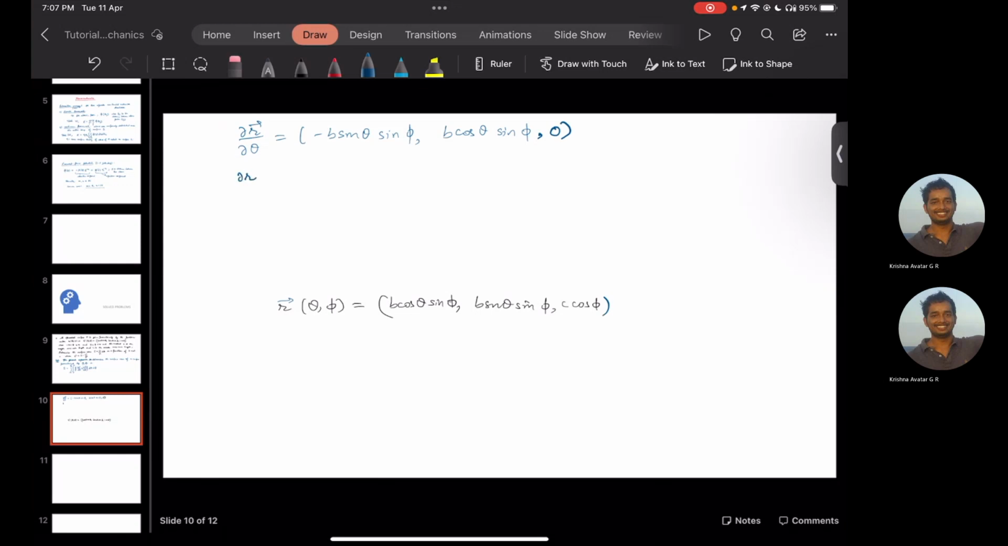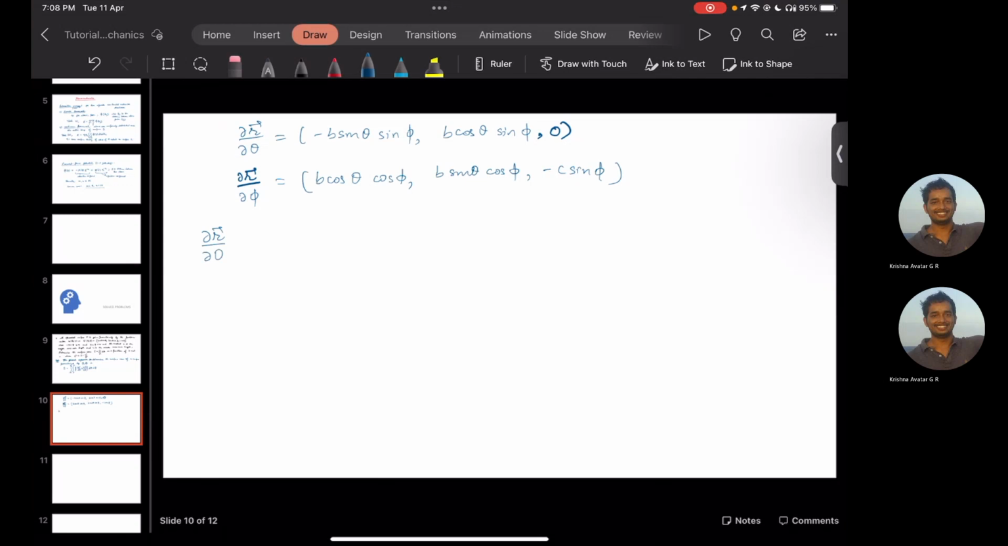Now let's partially differentiate our r vector with respect to phi. The first component is b cosine theta cosine phi. The second component is b sine theta cosine phi. And the third component is minus c sine phi. With this, now let's determine the cross product of these terms.